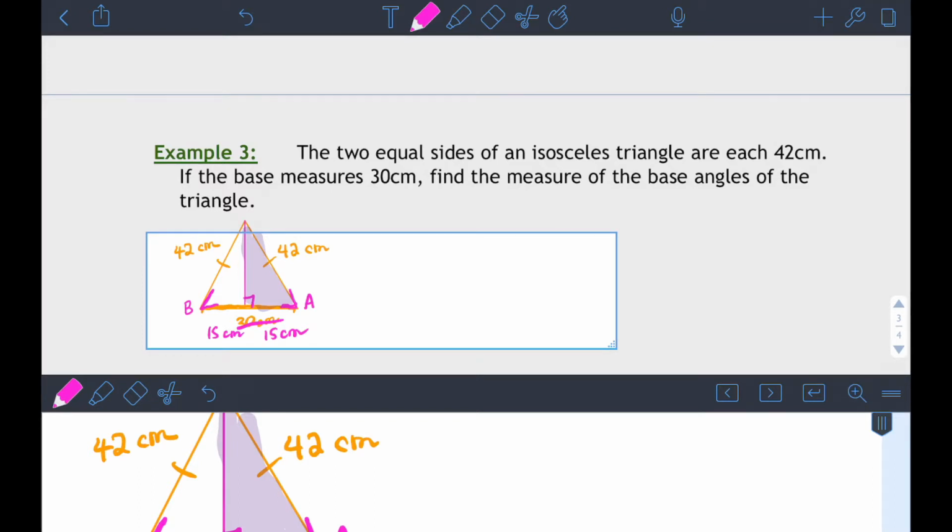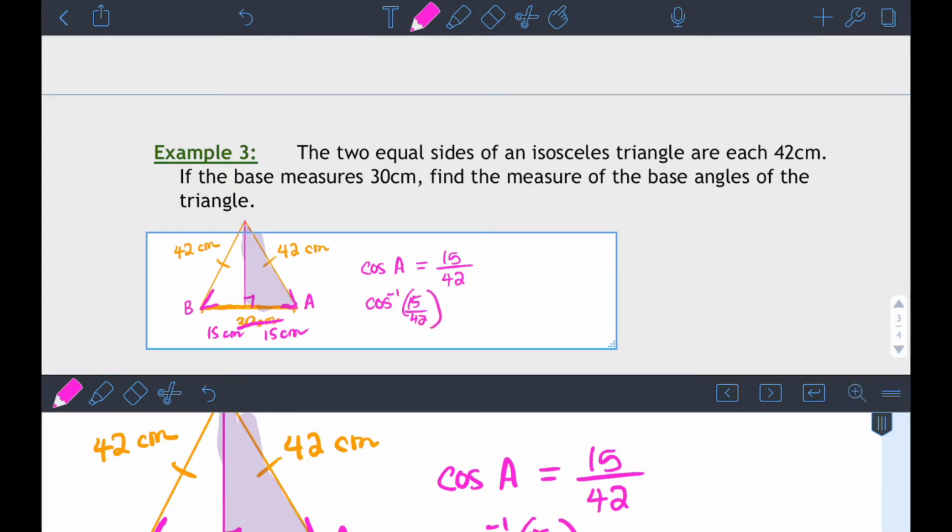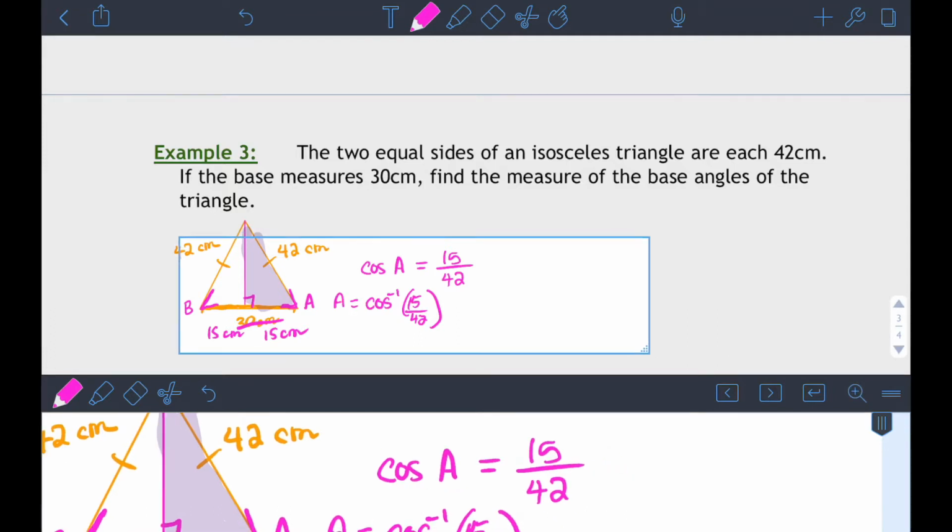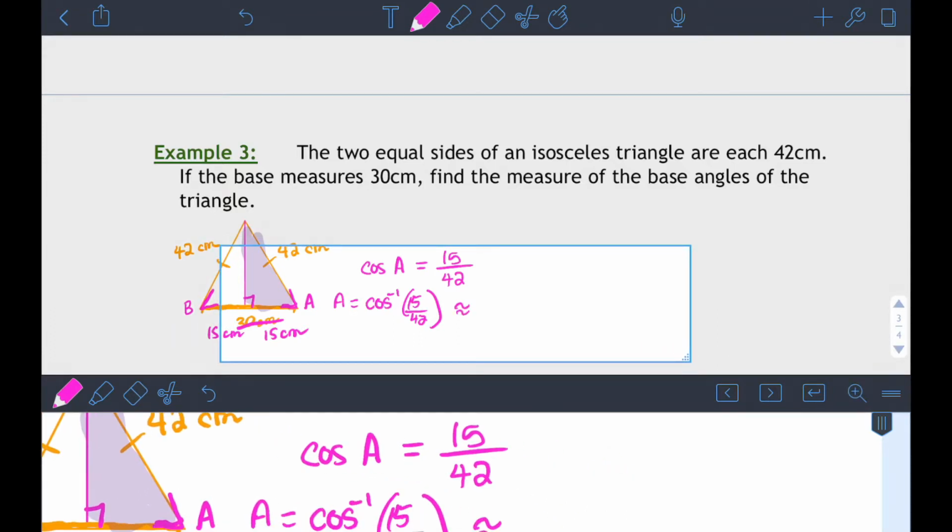I'm looking for angle A. I have the side that's adjacent to angle A, and I have my hypotenuse. So adjacent to hypotenuse, you should think cosine. I'm looking for the angle, so I could write an equation that says cosine of angle A is equal to 15 over 42. Then to get the actual angle measure, I'm going to have to do that arc cosine or inverse cosine. So if I do inverse cosine of 15 over 42, that'll give me the measure of angle A.